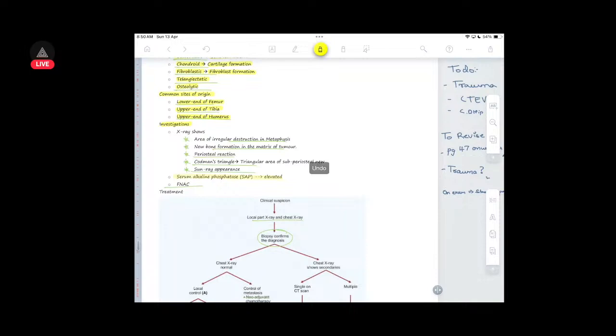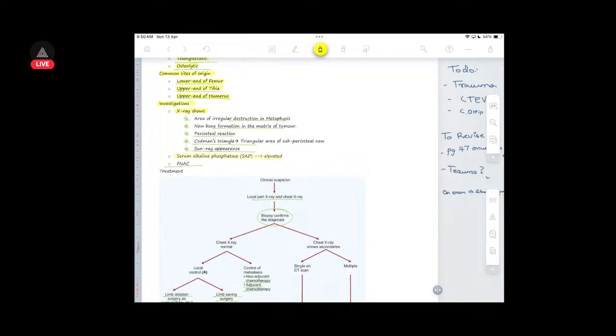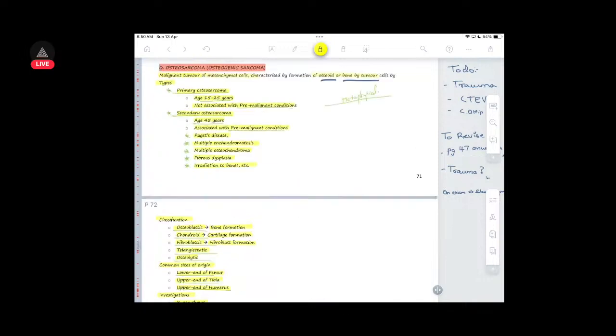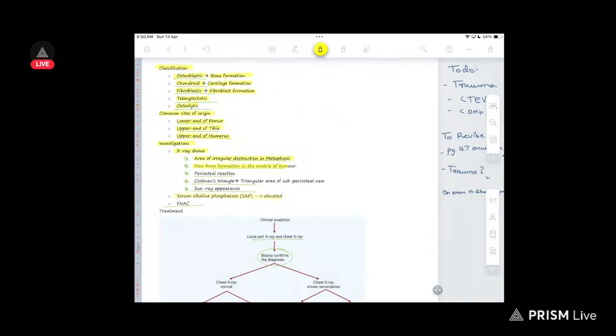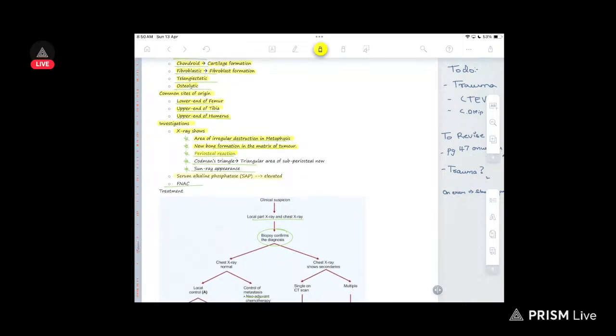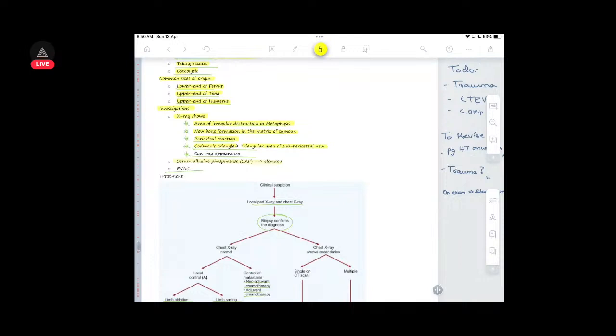So investigations, you have chest x-ray. X-ray will show areas of irregular destruction in the metaphysis, because it most commonly affects the metaphysis, and new bone formation in the matrix of the tumor will be there. Periosteal reaction can be seen, because the periosteum will be rising up. Codman's triangle, there will be a triangular area of subperiosteal new bone. Sun ray appearance, it will appear like sun rays.